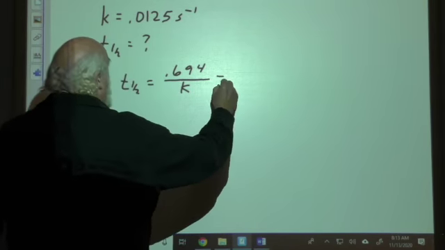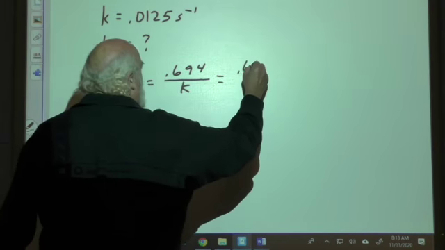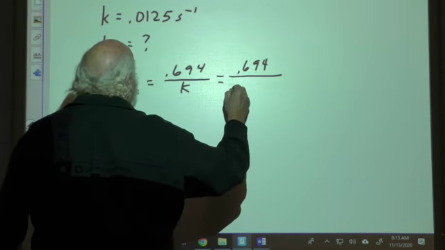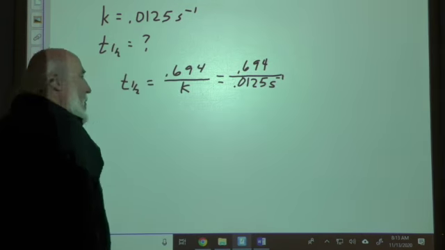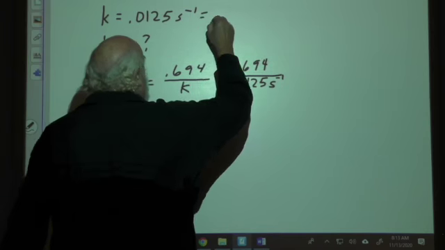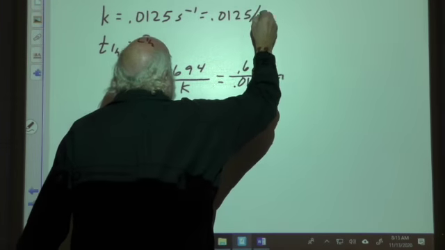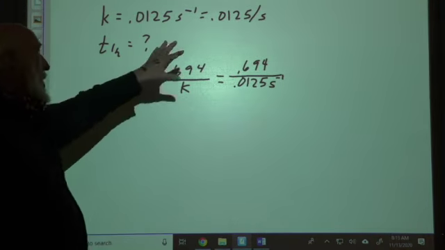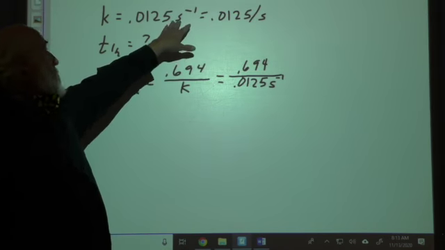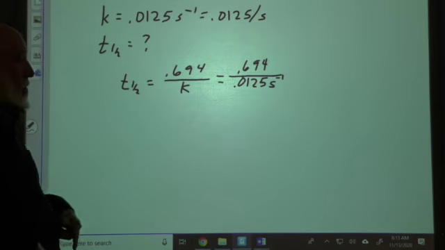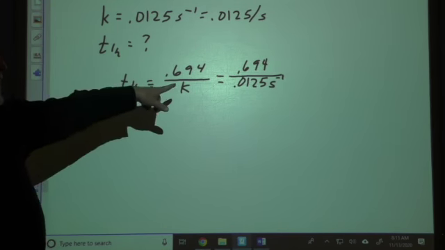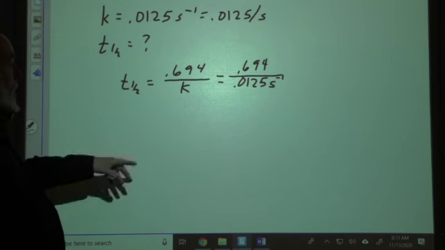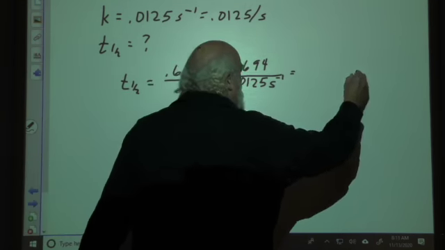So we're just going to go ahead and plug that in there, 0.694 over 0.0125 seconds to the -1. Or you also see it written as 0.0125 over seconds. It means the same thing. I don't like that, it's a little clumsy. I like to put it there to emphasize the fact that we're going to be dealing with a flipping of this value when they divide. We're going to divide that out, and then the label for this is going to be seconds.